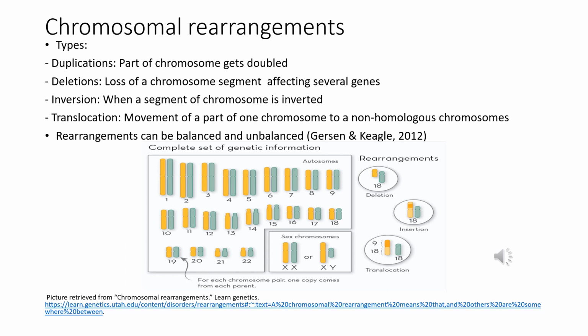Talking about balanced rearrangements, they have no loss or duplication of genetic information. Hence, individuals who have balanced rearrangements are phenotypically normal. And unbalanced rearrangements occur when there is some gain or loss of genetic material in an individual, leading to phenotypic changes.